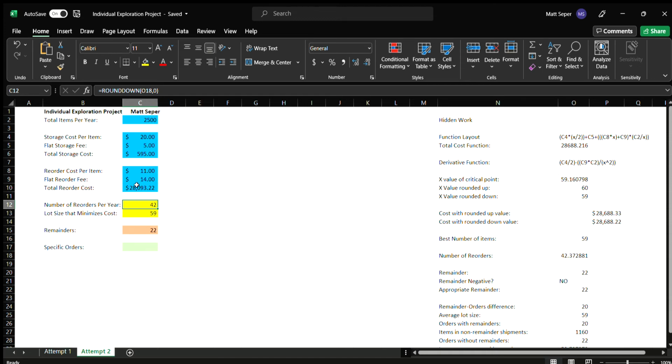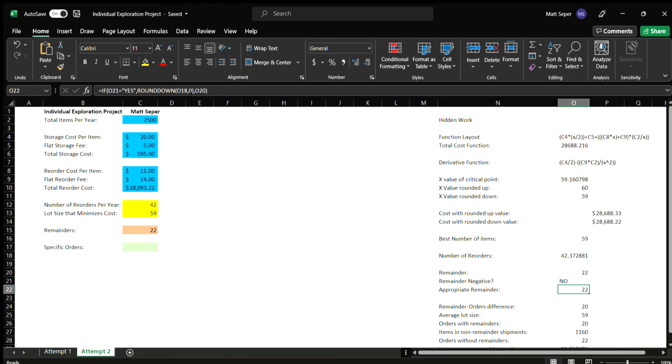And when I had it as just round, I was consistently getting negative remainders sometimes, which I knew I couldn't use. I couldn't split up negative remainders among the orders. So I was trying to figure out how to solve that. So here's where I tried to solve it. This is the function for the remainder, so it's the total number of items minus C13 times C2. So this gave me the actual remainder. And then I tried to say if the remainder was negative, then it would say yes, and if not, it would say no.